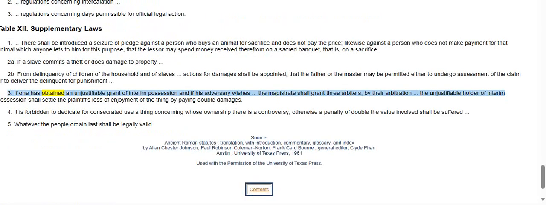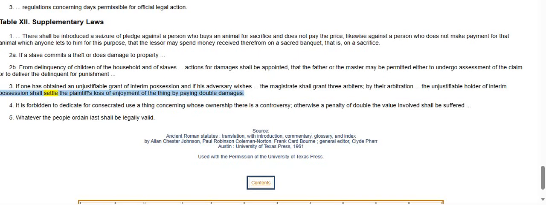3. If one has obtained an unjustifiable grant of interim possession and if his adversary wishes, the magistrate shall grant 3 arbiters, by their arbitration, the unjustifiable holder of interim possession shall settle the plaintiff's loss of enjoyment of the thing by paying double damages. 4. It is forbidden to dedicate for consecrated use a thing concerning whose ownership there is a controversy, otherwise a penalty of double the value involved shall be suffered. 5. Whatever the people ordain last shall be legally valid.